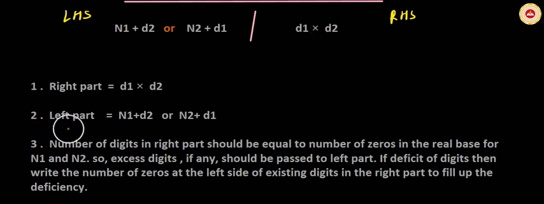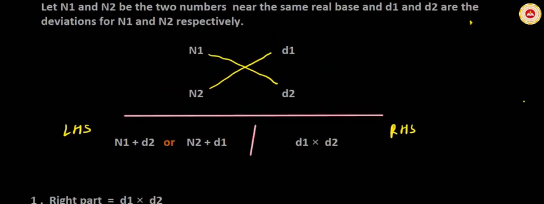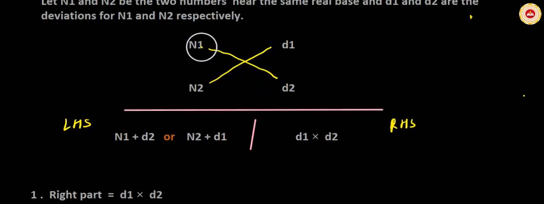What is step number 2? Step number 2 is n1 plus d2, or n2 plus d1. Either add n1 and d2, or add n2 and d1. Select whichever is simpler and write the sum in the left part, that means the left hand side.